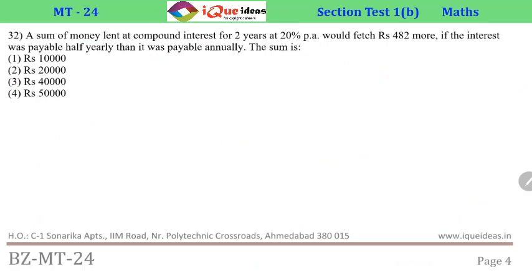Now the last one, question number 32. It says a sum of money lent at compound interest for 2 years at 20% would fetch 482 rupees more if the interest was payable half yearly than it was payable annually. The sum is? All right. So first let's do one thing. In the first case, when it is yearly, what would be the interest? What will be the amount? Let's do that, because whatever is the difference of interest will also be the difference of amount.